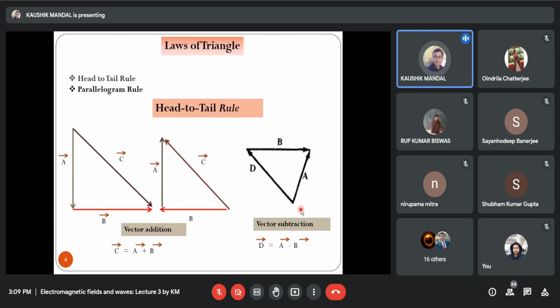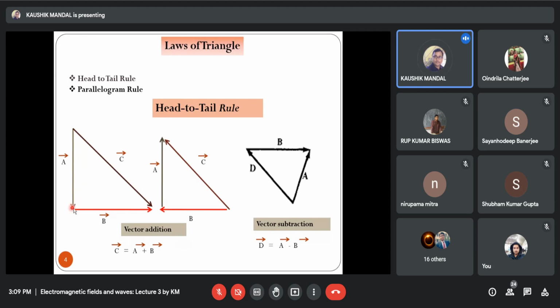Next, we will consider the different laws of vectors. As you know, for the triangle law, we need to follow the head-to-tail rule. Head-to-tail rule means if you consider this is a vector, this is the tail of the vector, this is the head of the vector.